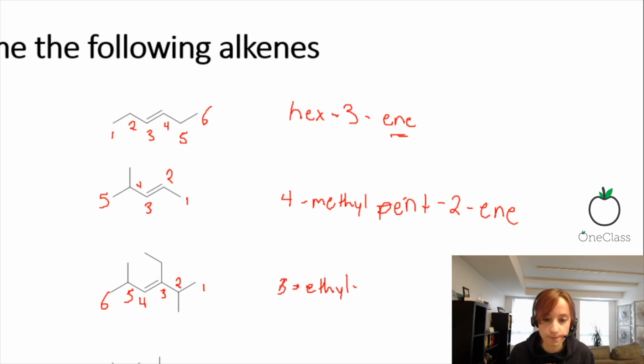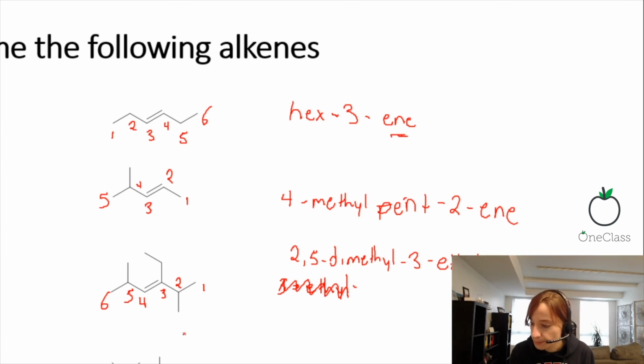Oh, sorry. I forgot we have dimethyl. So dimethyl goes first. So that is 2, 5, dimethyl, 3 ethyl, and we're at hex because it's 6. Our alkene is at carbon 3, so 3 ene.